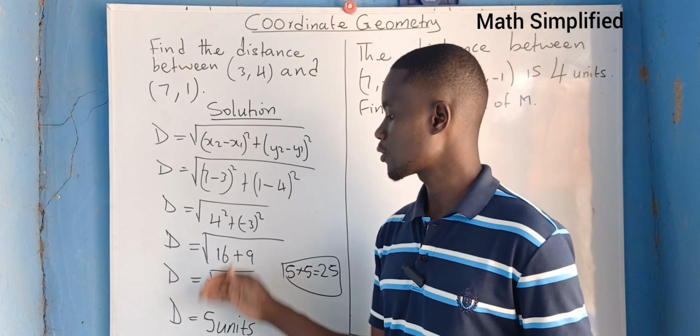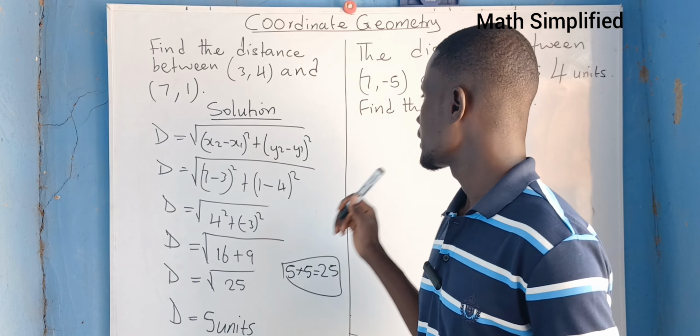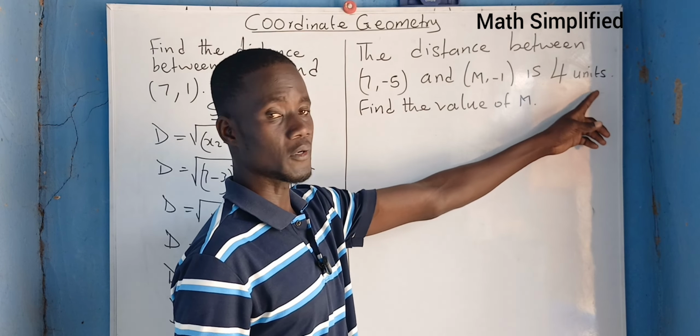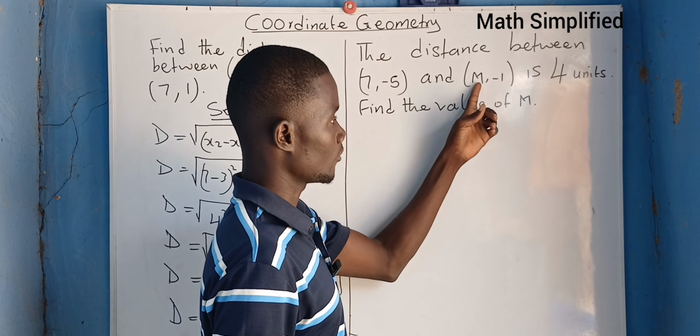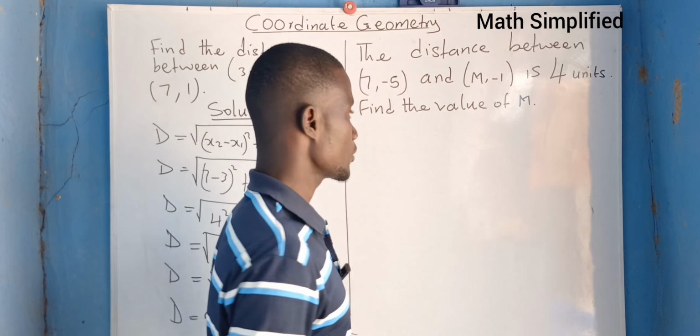So this is how you solve when you are given two points and you're asked to find the distance. Here we are given the distance, which is 4 units, and I am asked to find the value of m. This particular value is missing here. How do we solve that?